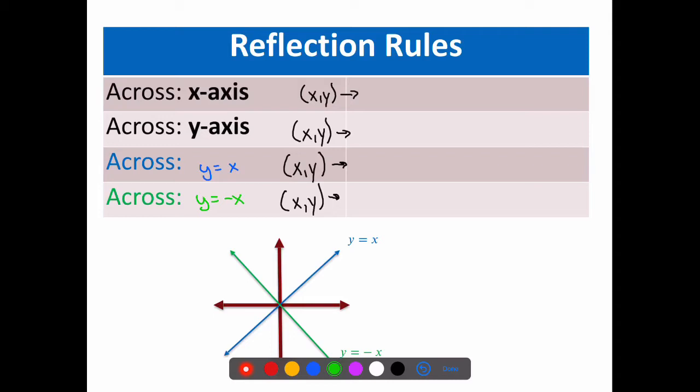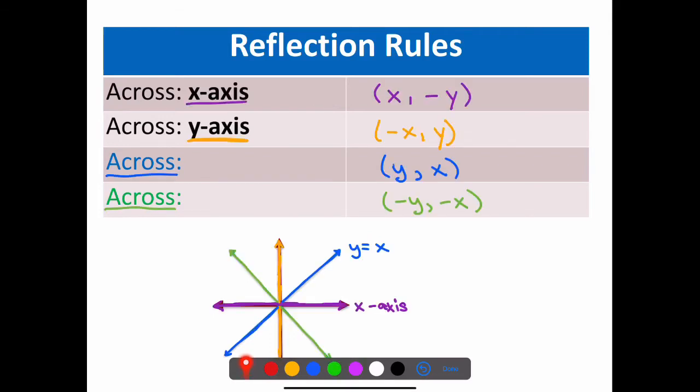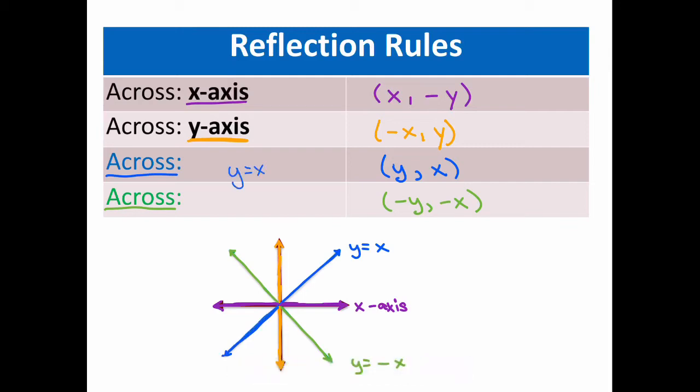So looking at these, we should end up with, across the x-axis, x, negative y, so we're just flipping our y values. Across the y-axis, we're just flipping our x values. Across the line y equals x, this blue line down here, it's going to just flip our x and y values, so x becomes y and y becomes x.